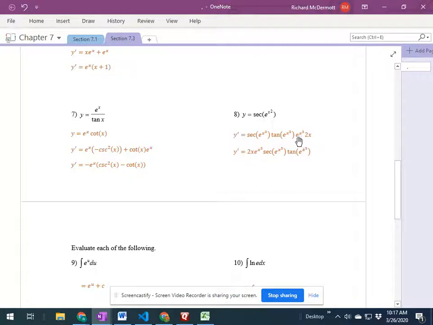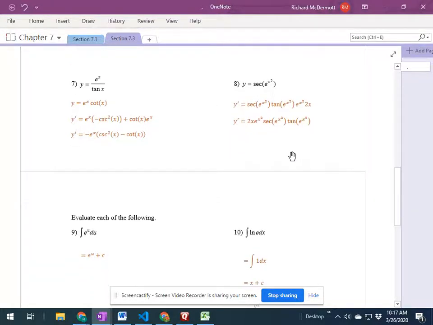It's out here when we actually apply the chain rule that we take the derivative of the argument to the secant function. And so the derivative of e to the x squared is e to the x squared times the derivative of x squared, which is 2x. So just rewriting this in a little bit nicer form, we write this as 2x e to the x squared secant e to the x squared tangent e to the x squared.